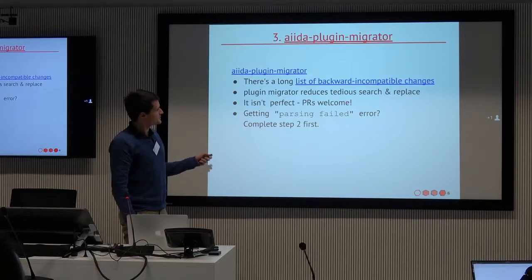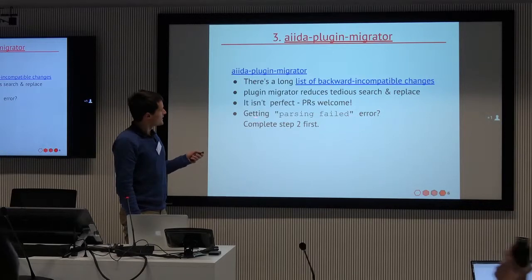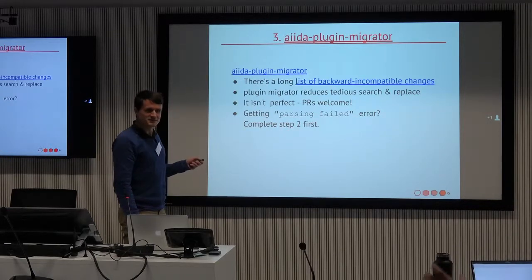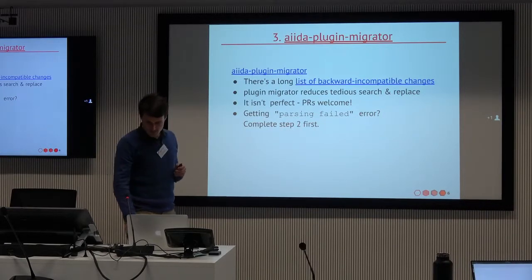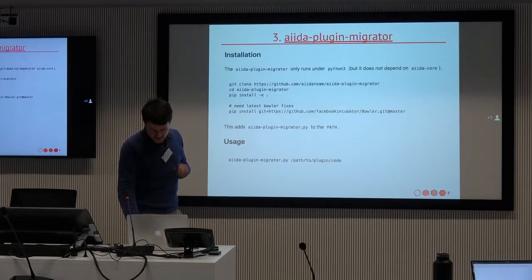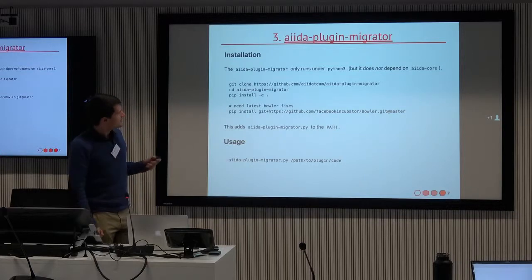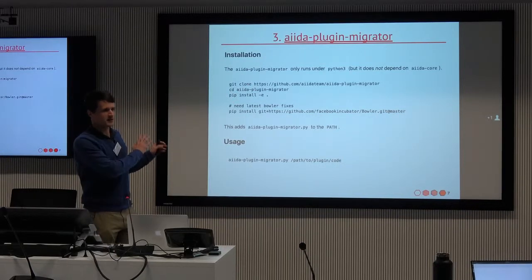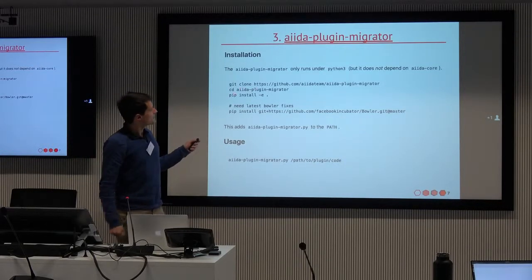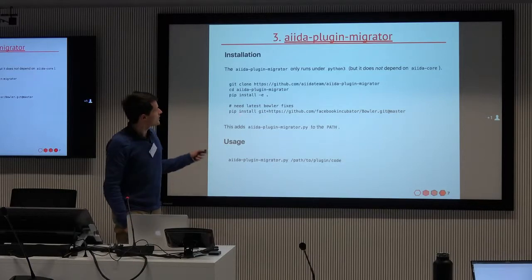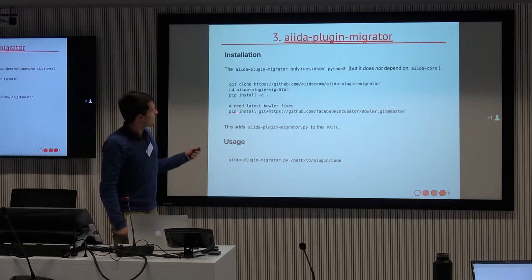Just because we had this already today, if you get a parsing failed error, maybe first be sure to complete step 2, because the AiiDA plugin migrator itself runs on Python 3. So the idea would be you install this in some Python 3 environment. There doesn't need to be any AiiDA in it. It just needs to have this plugin migrator. It's also important to install the latest version of Bowler. So just follow these instructions here.